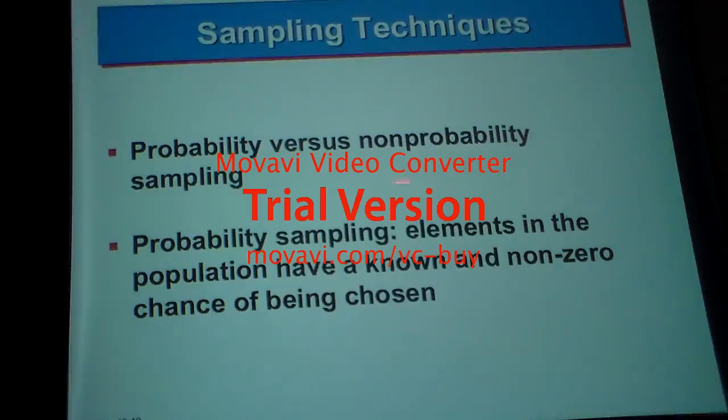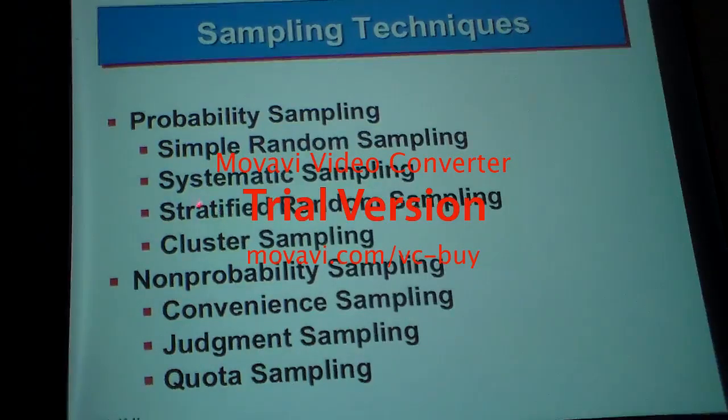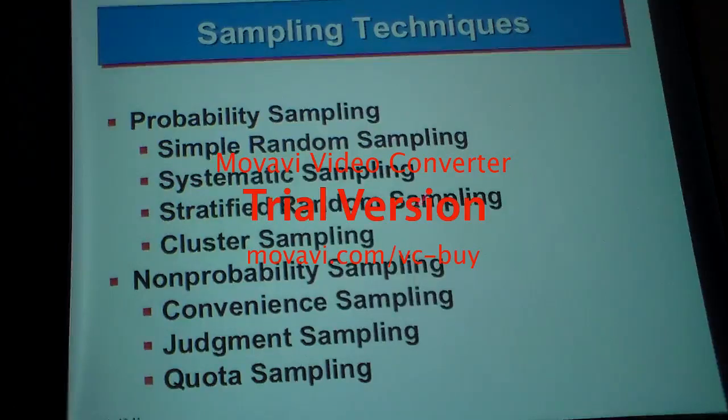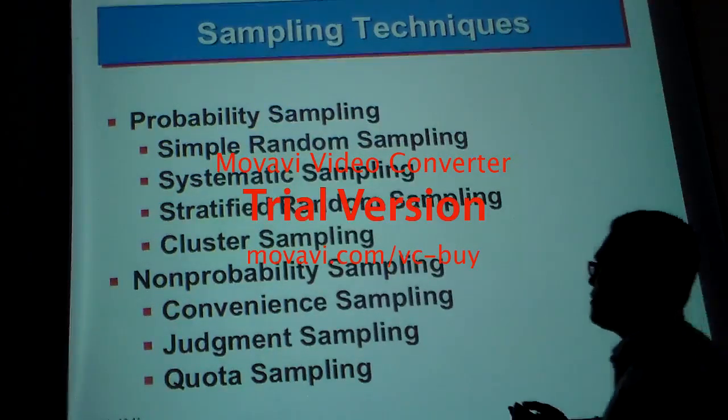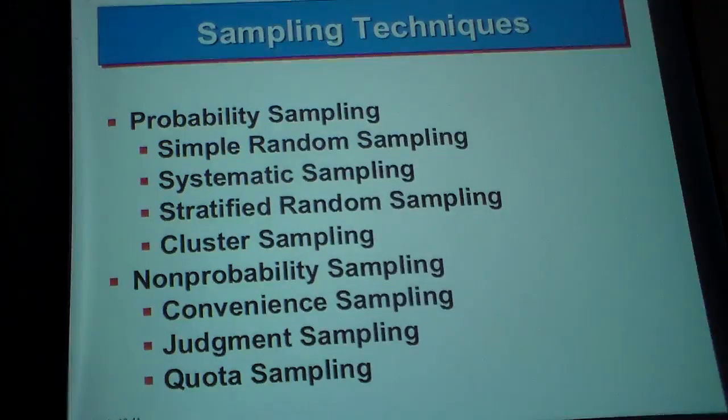We said sampling can be probabilistic or non-probabilistic. In probabilistic sampling, elements in the population have a known and non-zero chance of being selected. Probability sampling involves simple random sampling, systematic sampling, stratified random sampling, and clustered sampling. The non-probability sampling involves convenience sampling, judgment sampling, and quota sampling. Most likely we are using probability sampling. Most of our research depends on probability, not on judgment or quota.